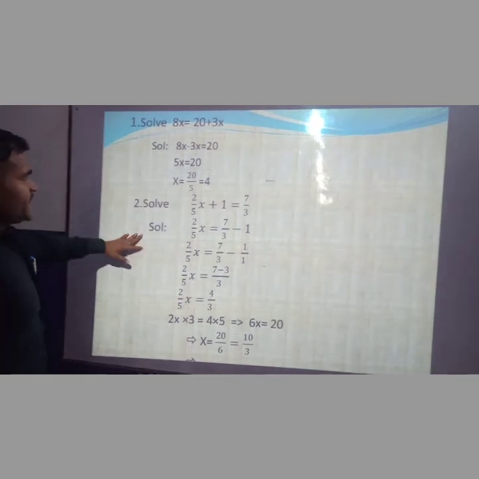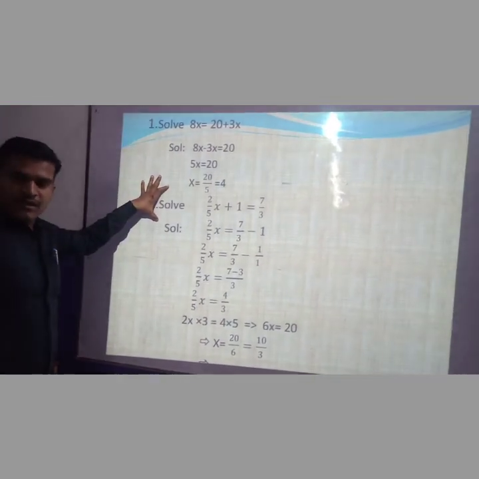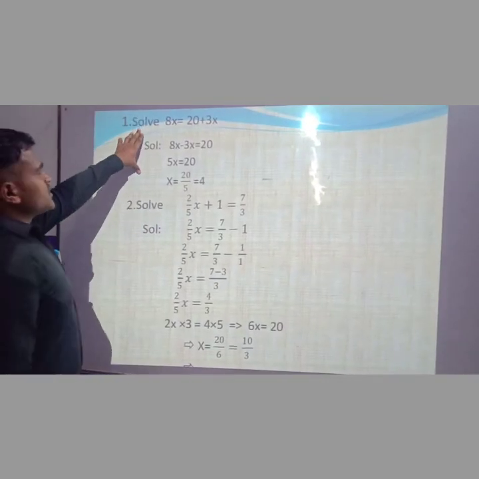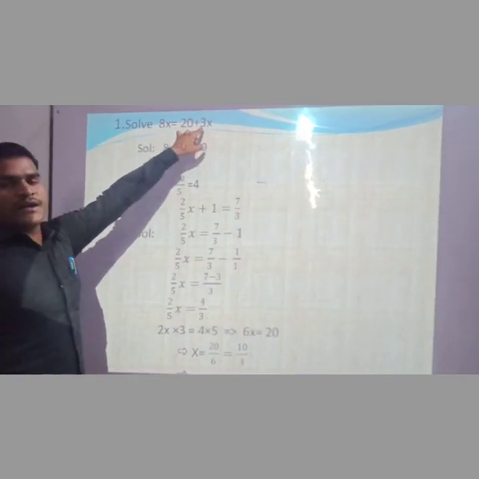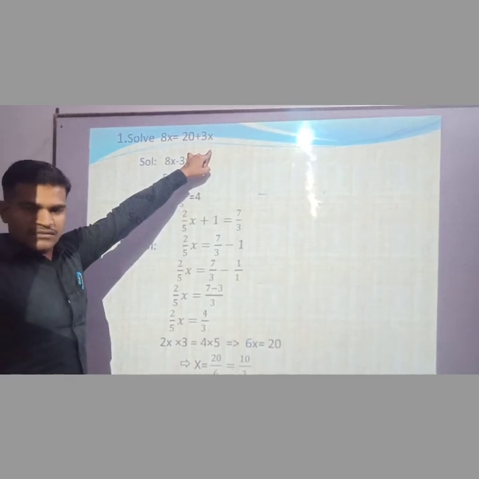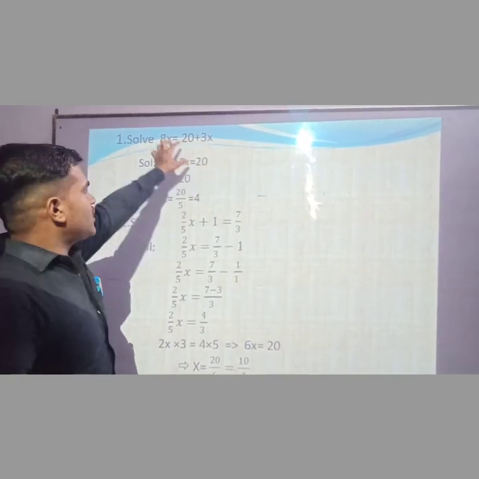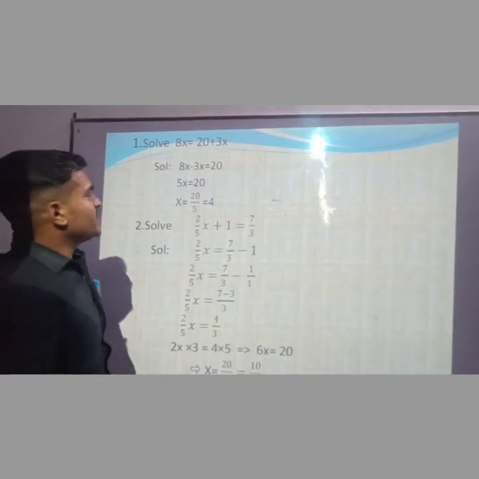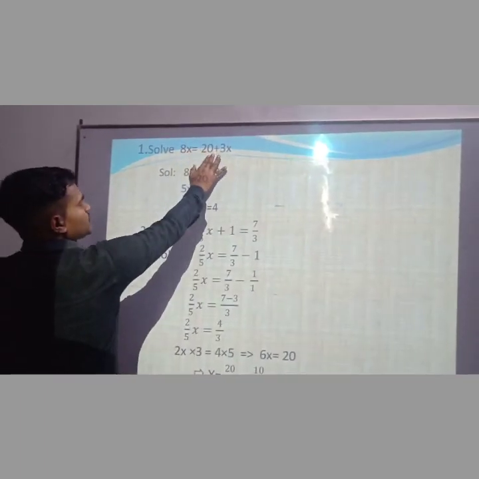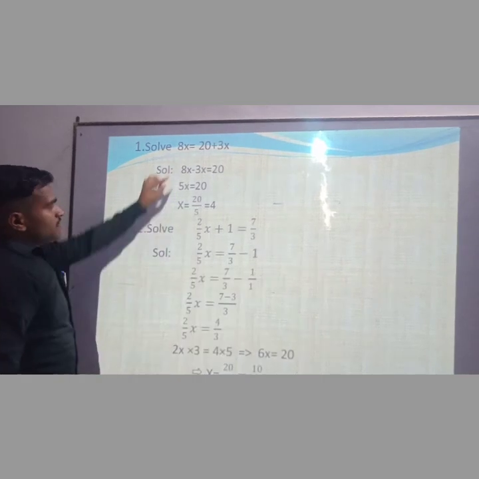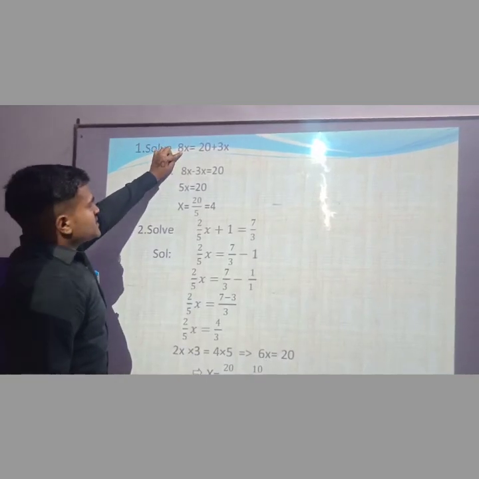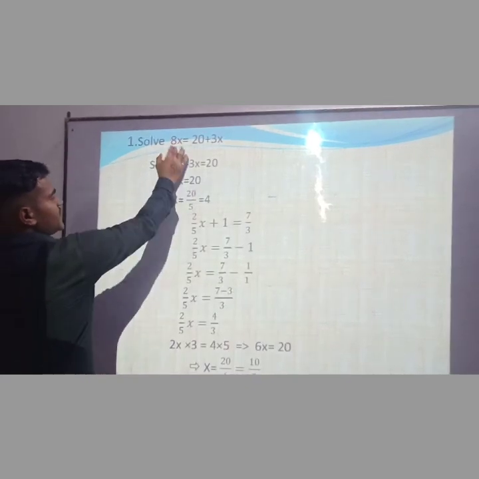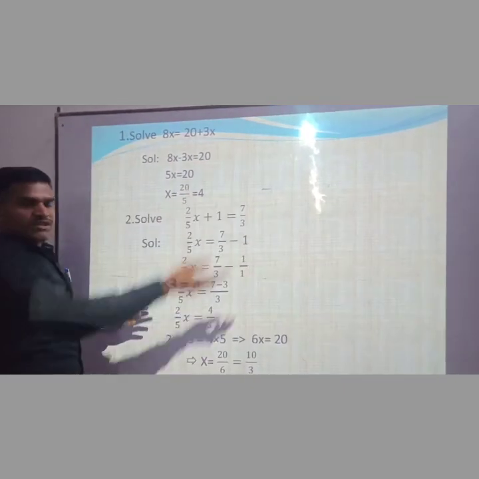Now we have two questions there, and we have to solve them by using the transposition law. First question is given: solve 8x is equal to 20 plus 3x. This is the equation. We have to find the value of this variable, the solution of the given equation. So 8x is equal to 20 plus 3x. 8x is a variable and 3x is also a variable. We have to write variables on one side and constants on one side.